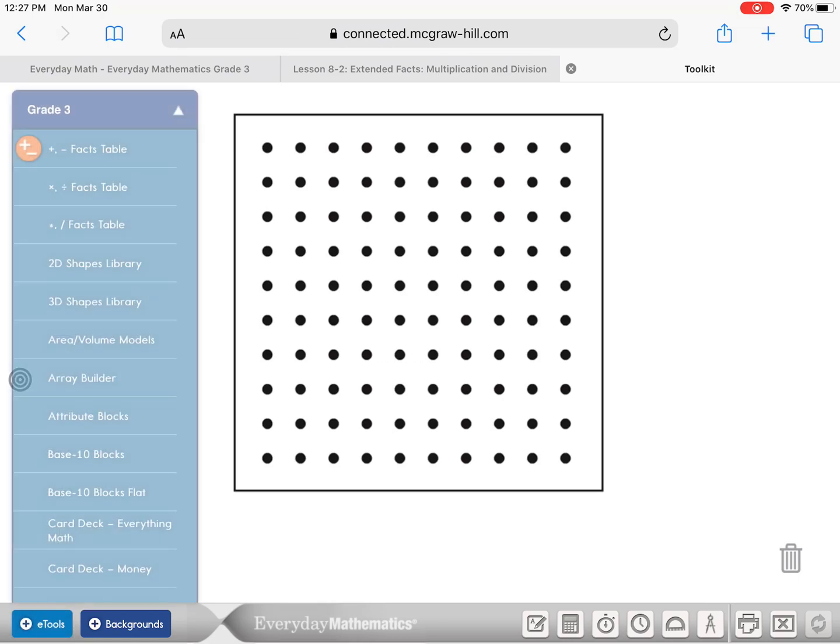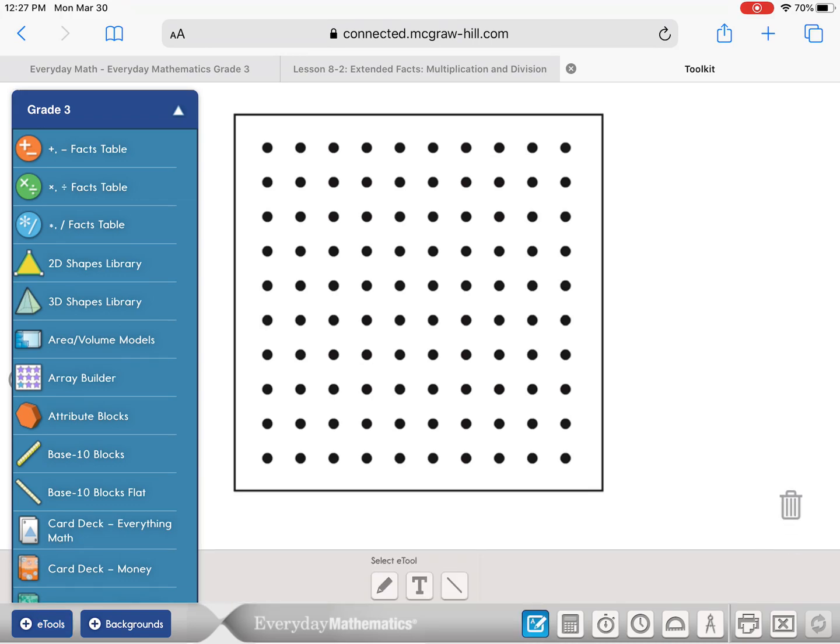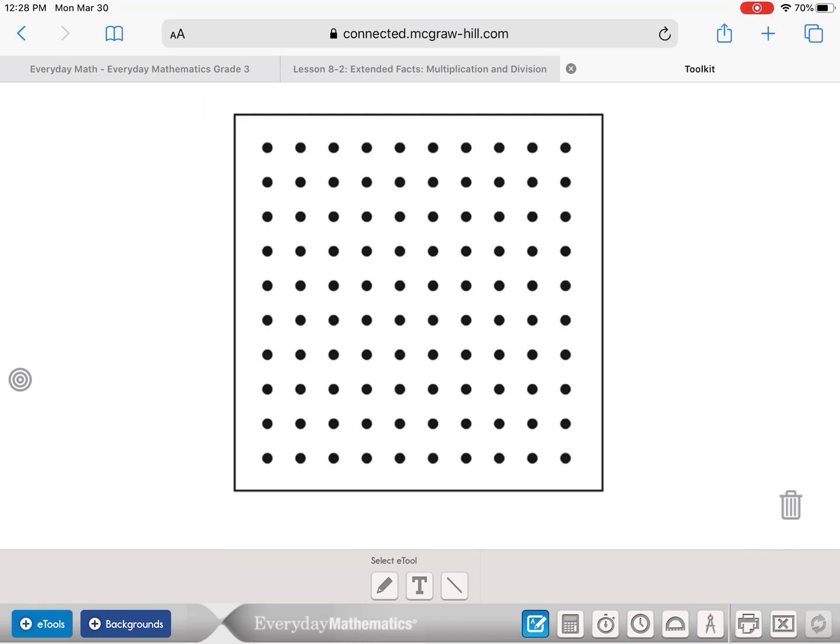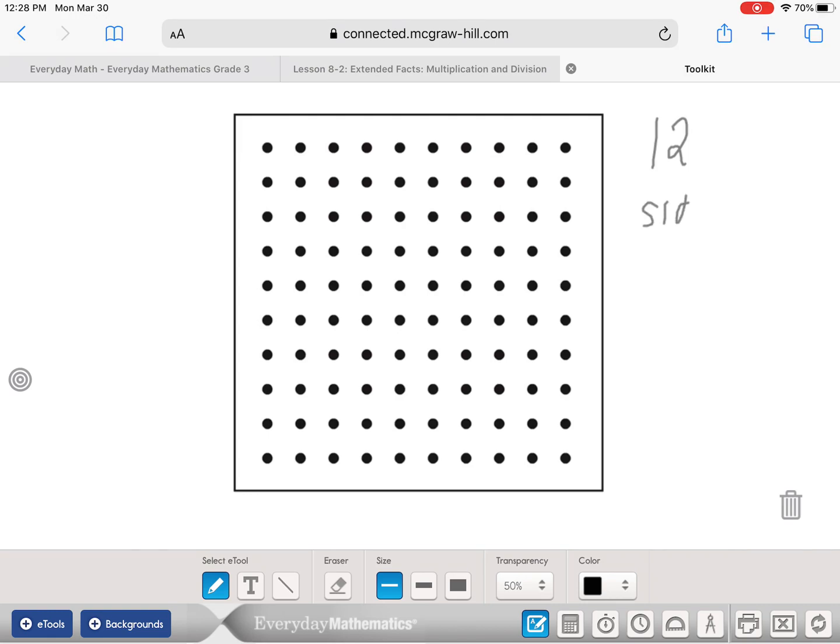Okay, so I'm going to grab my e-tool and put that down. And what I'm going to do with this is find the first two things that I'm supposed to do on page 268. On page 268, I want to find different rectangles with areas of 12 square units, okay? And they're asking me to find side 1 and side 2. I'm going to change my color here. I'm going to use red.